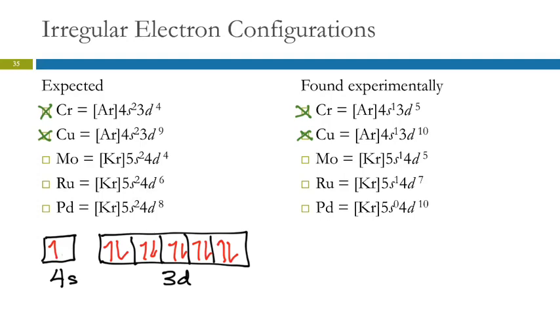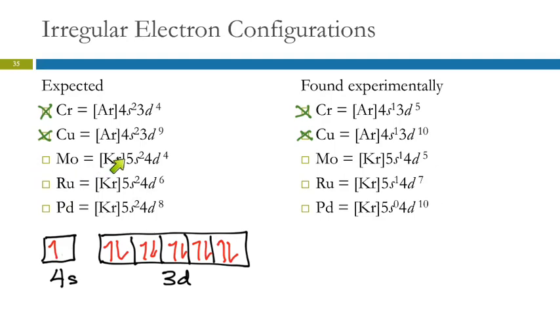Okay, so I want you to remember the irregular electron configurations for chromium and copper. I will try to mess with you on an exam with those guys. There's an exam next Thursday, so pretty much count on one of these being on there.